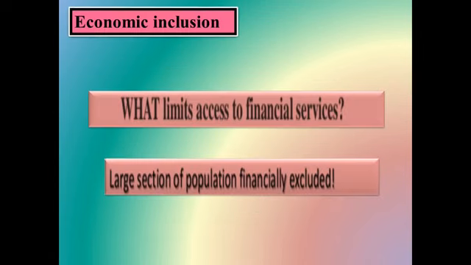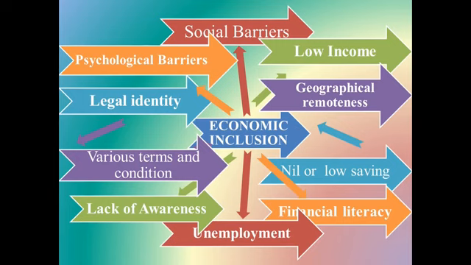Economic inclusion. What limits access to financial services? A large section of the population is financially excluded. These are the barriers: social barriers, low income, geographical remoteness, nil or low savings, financial literacy, unemployment, lack of awareness, various terms and conditions, legal identity, psychological barriers. So these are some aspects of economic inclusion because of which we need economic or financial inclusion.